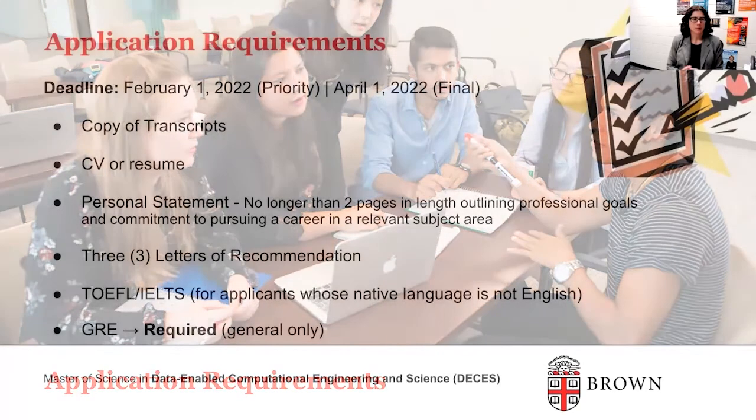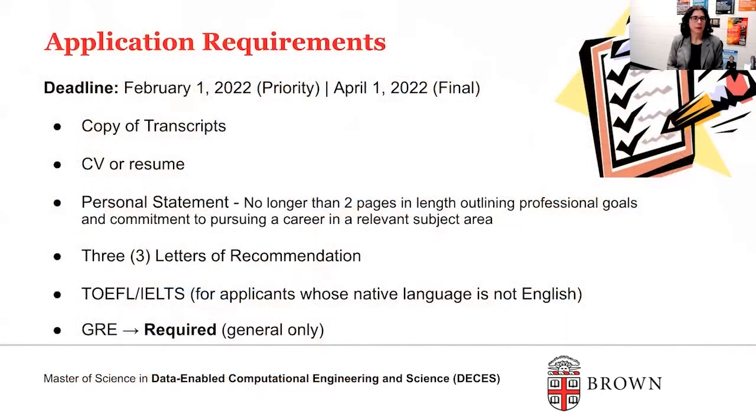First of all, the application deadline for priority consideration is February 1st. What that means is if you can get your application in, maybe work on it over this winter break, if you're finishing up your undergrad program, or if you have some time off from work, and get that into us on or before February 1st.